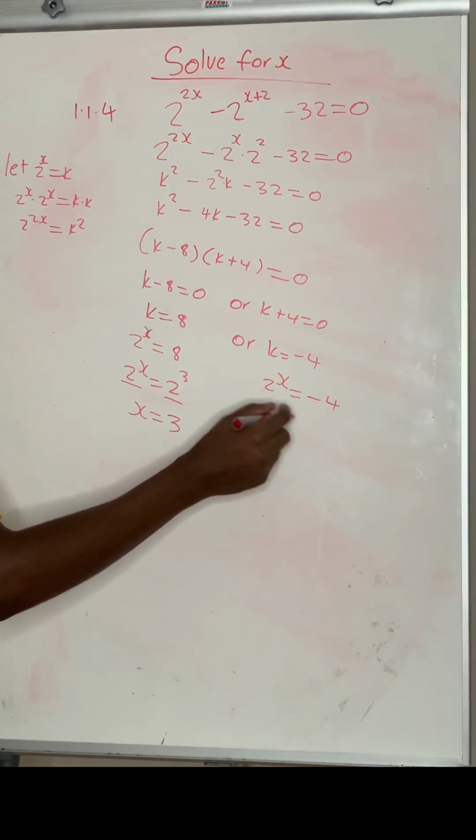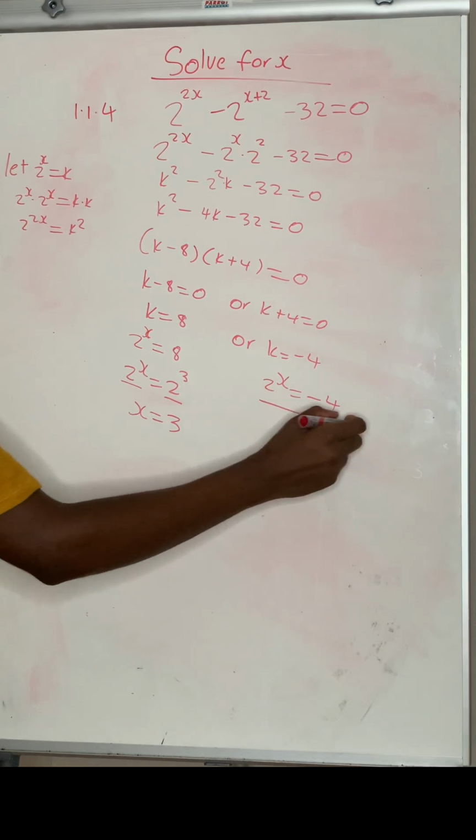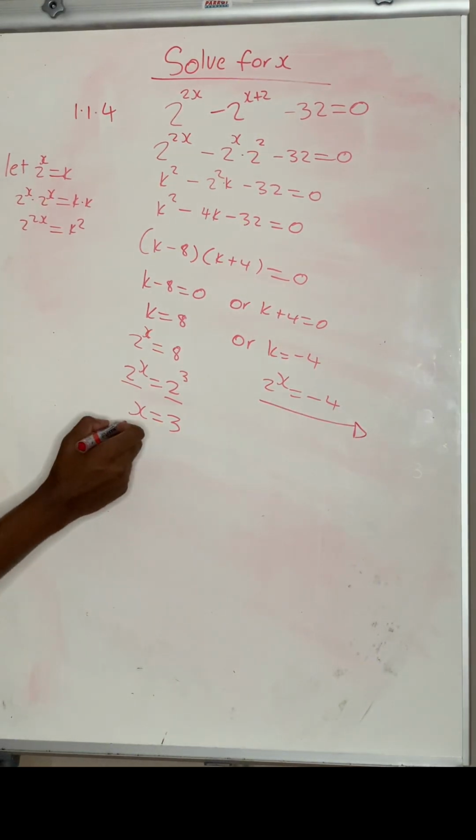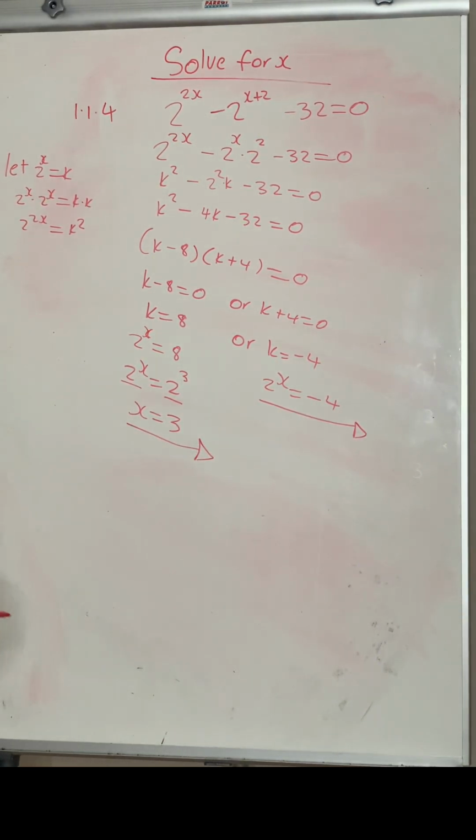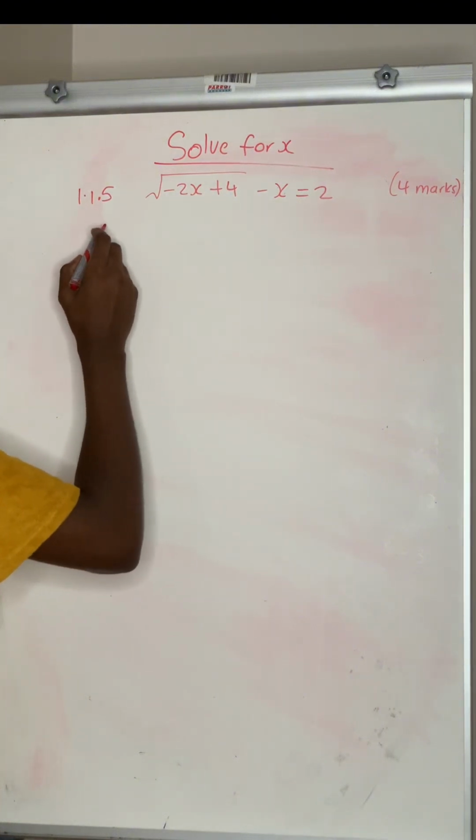Then we can't solve this any further. So this is where the answer stops. So this is the final answer: x is equal to 3. So let's solve for x 1.1.5.